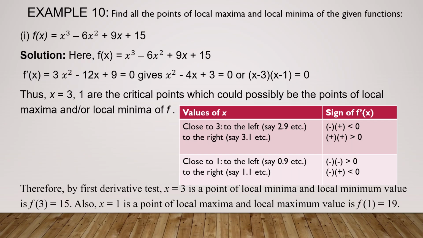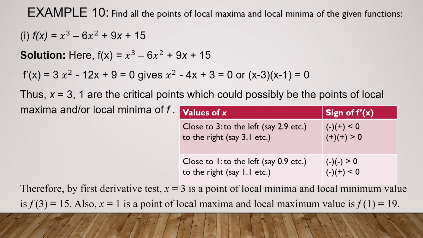Next example. Find all the points of local maxima and local minima for the given functions. First function is f(x) = x cube minus 6x squared plus 9x plus 15. First thing is you find f dash of x and equate to 0. When you solve the quadratic equation, you get (x minus 3) into (x minus 1) equal to 0, which gives x is equal to 3 or x is equal to 1, which are the critical points. And from that we have to check which are the points of local maxima or minima.